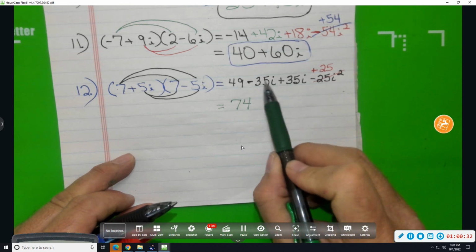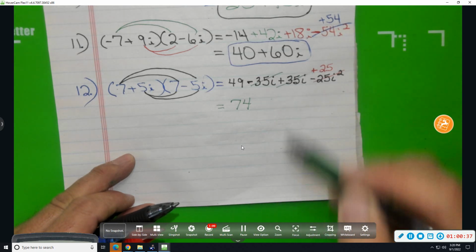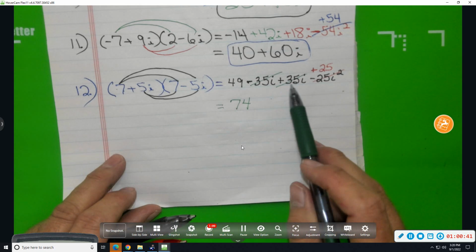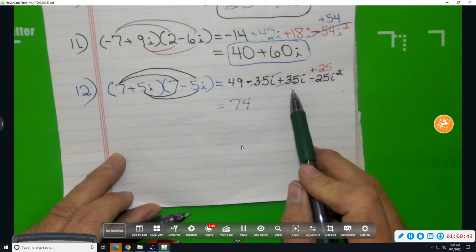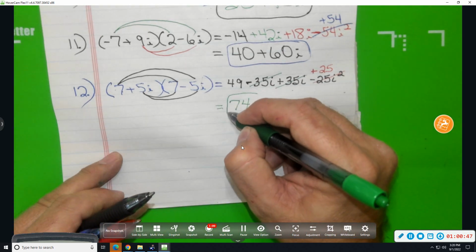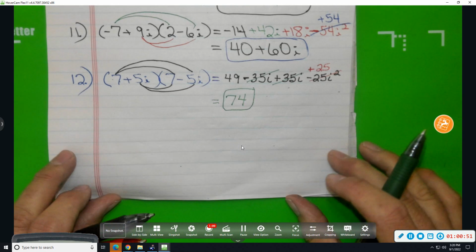Negative 35i plus 35i, subtract out or cancel out, whatever you want to call it. You'll see where I just marked out the 35i's. So I think this is the first problem today that doesn't have an i in the answer. Just a 74.